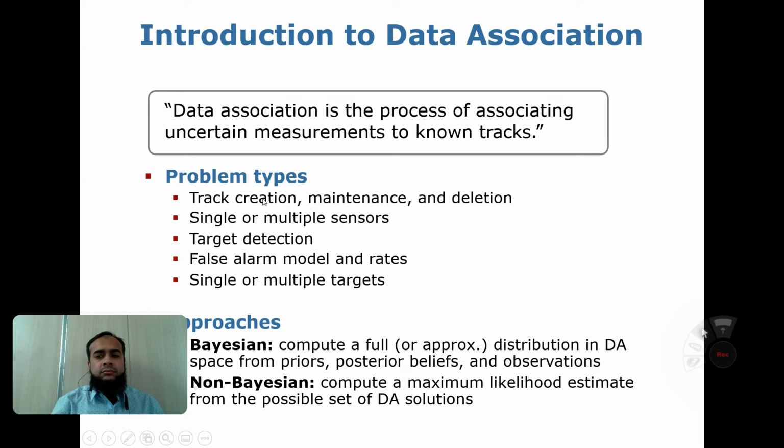Other problem types are single and multiple sensors. There could be multiple sensors; we can install multiple sensors. Then there is the problem of target detection. Target detection is another problem because the target detection probability is very low in the surveillance region, because in the surveillance region there are many objects.